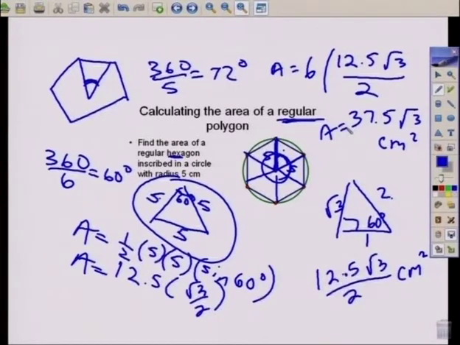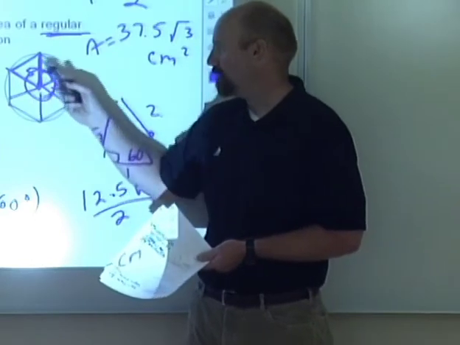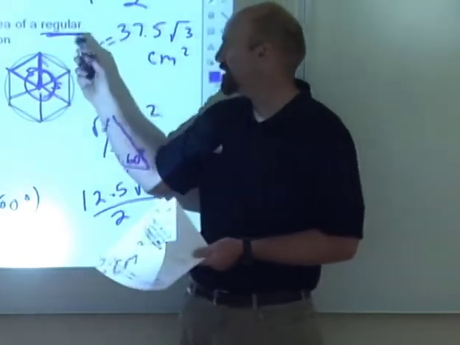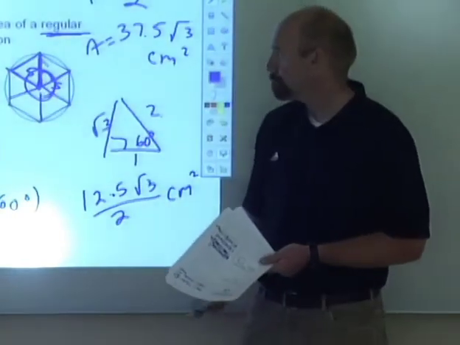So big idea here, if we're given a regular polygon, we need to break down that regular polygon into triangles. We can find the area of one of those triangles using the formula we developed on the previous slide, and then multiply it by the number of triangles that are formed. And again, because this is a regular figure, each of these triangles will be congruent.